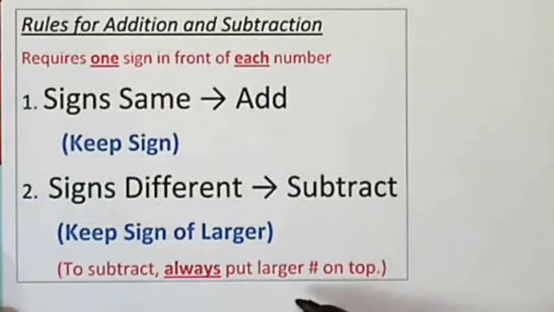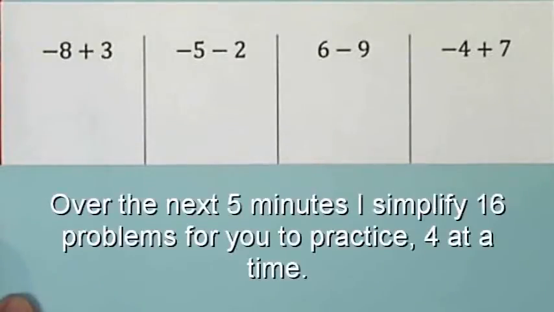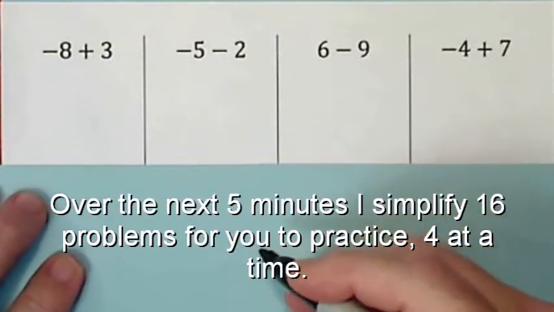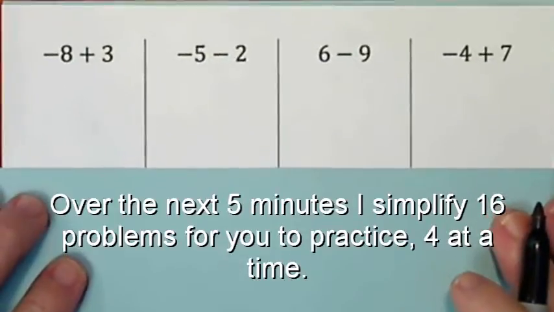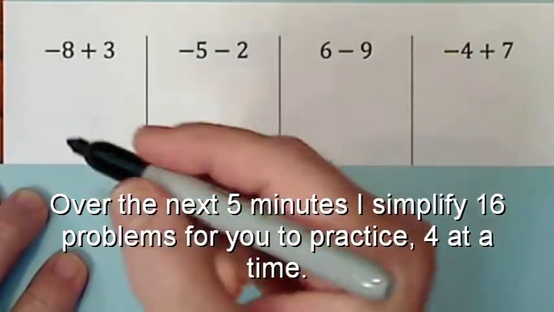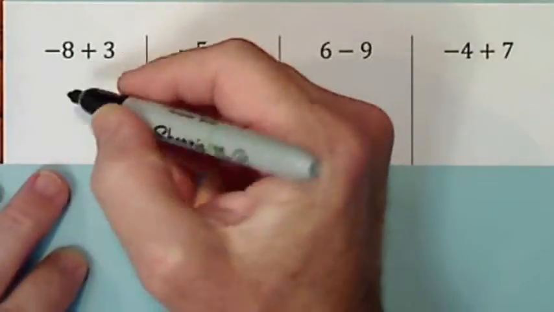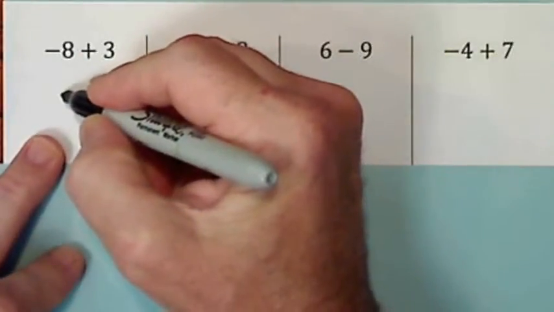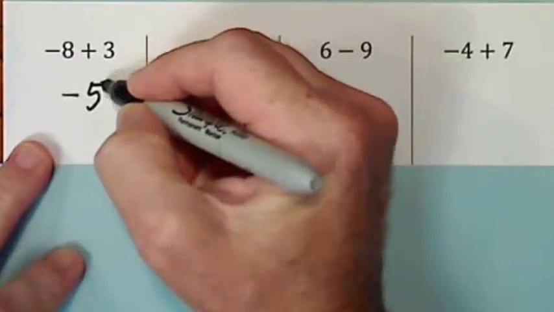And subtraction always involves putting the larger number on top. You might want to write these rules down. We'll be referring to them, and we'll try solving. Let's start out with just 4 problems and using those rules. If you want to hit pause, go ahead. I'm going to solve these rather quickly right now. Signs are different, subtract, keep the sign of the larger.